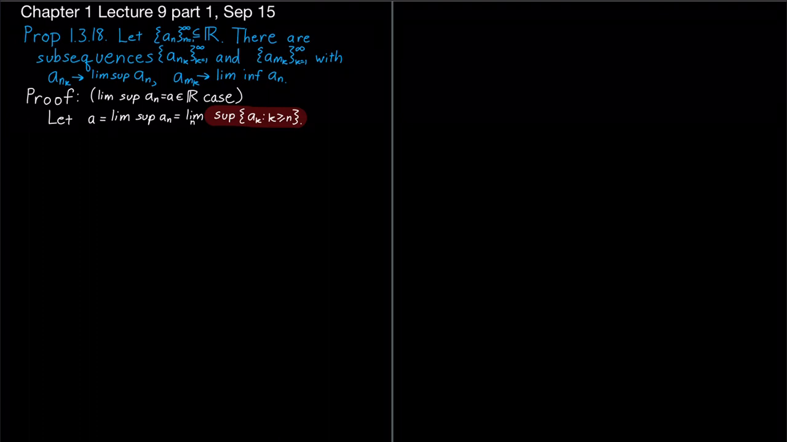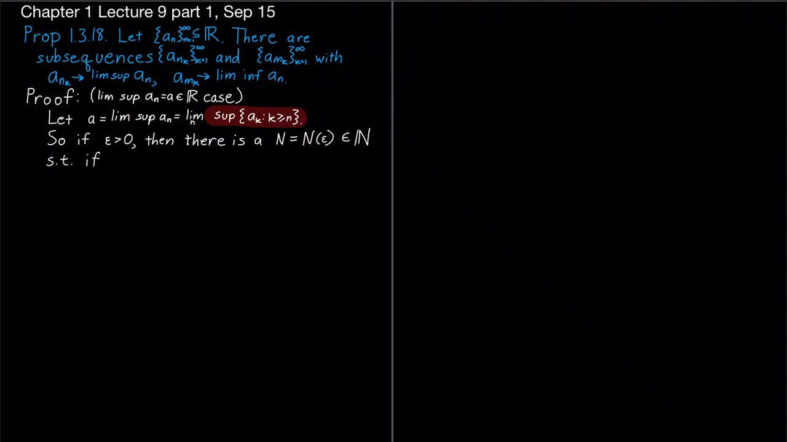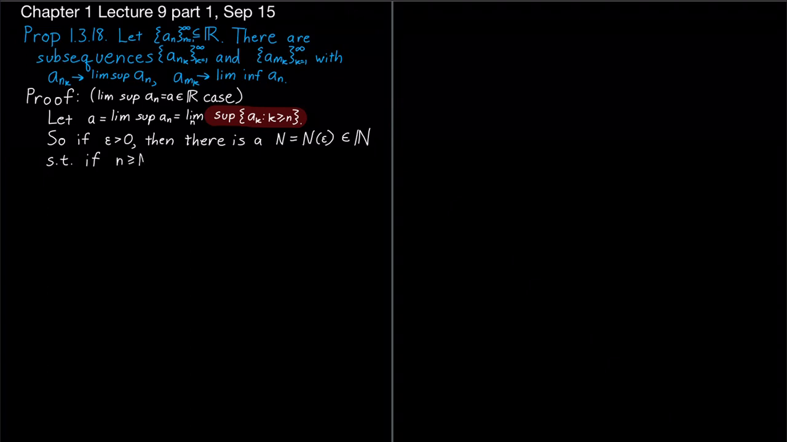So that means by our epsilon-N characterization of limit, if epsilon is a positive number, then there is a natural number N. Let's write this as N of epsilon to emphasize that what your N is depends on what your epsilon is, such that if n is bigger than big N, then this supremum is within epsilon units of our number A. So that is what it means for A to be the limit.